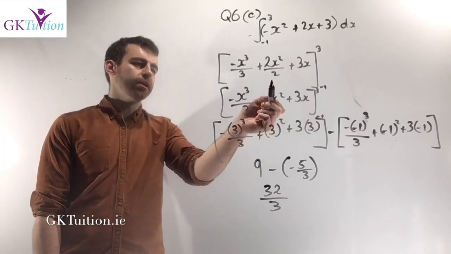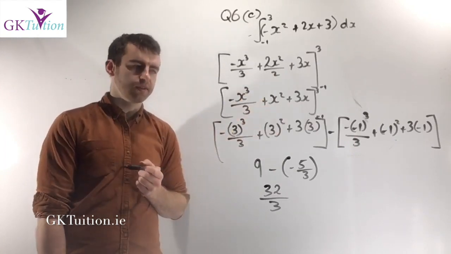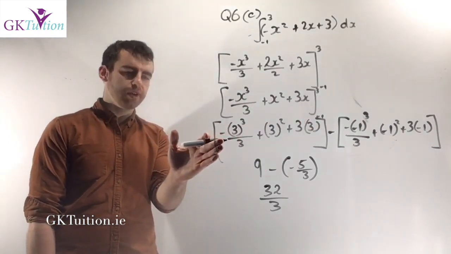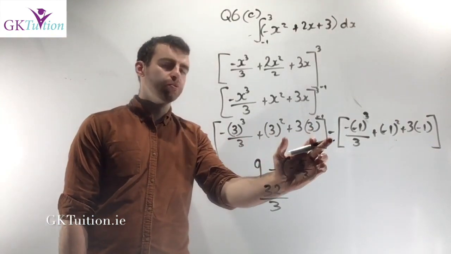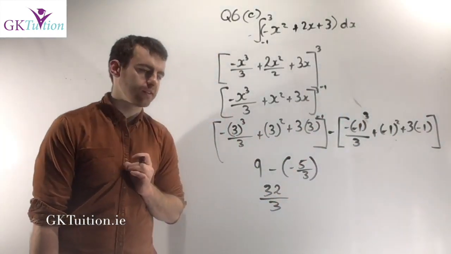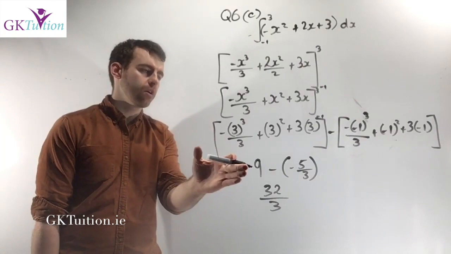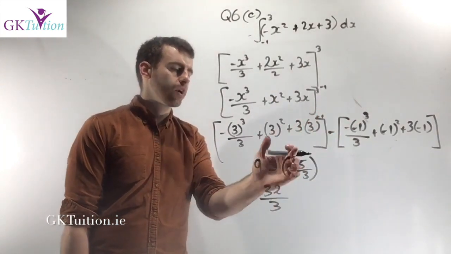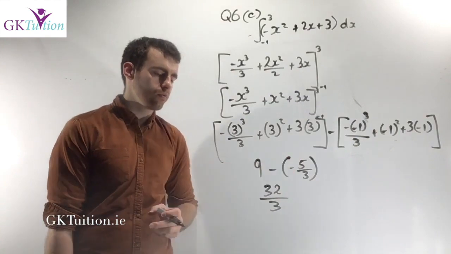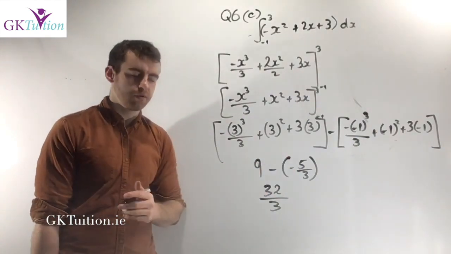I simplified it a bit. 2 into 2 goes once and I get x squared. The upper limit is 3, so I rewrote the whole thing with a 3 instead of an x, then a minus between them, and then I rewrote the whole thing again with a minus 1 instead of an x. When I subbed in the 3, I got 9. When I subbed in the minus 1, I got minus 5 over 3. So 9 minus 5 over 3 works out as 32 over 3.